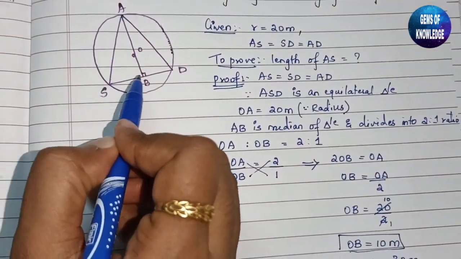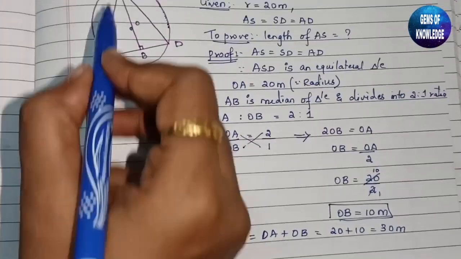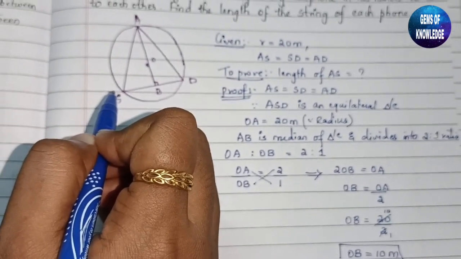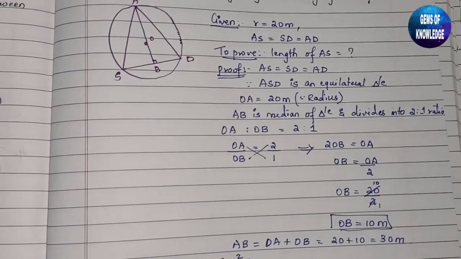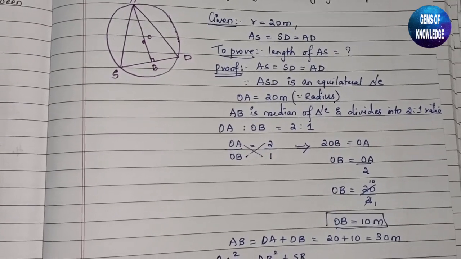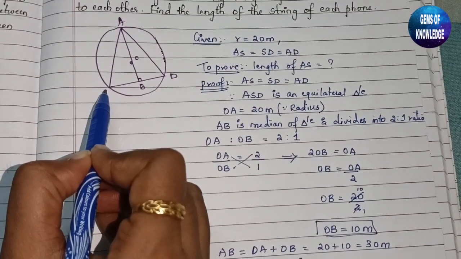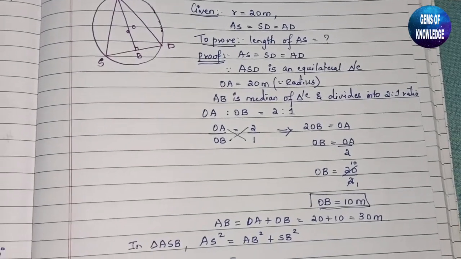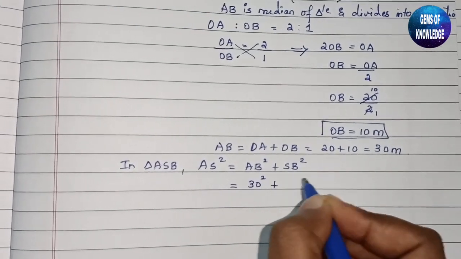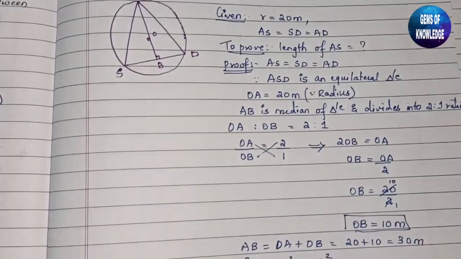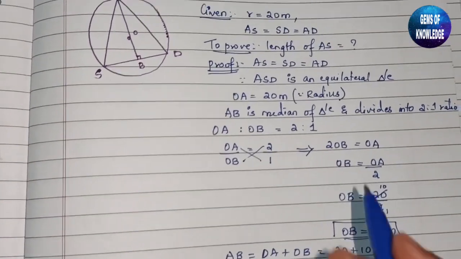Now we will consider this triangle ASB. In triangle ASB, if we take the Pythagoras theorem, we can write AS square is equal to AB square plus SB square. As you can see, AS is the hypotenuse. So we know the values: AB we got as 30 square plus SB square, but we don't know the value of SB here.